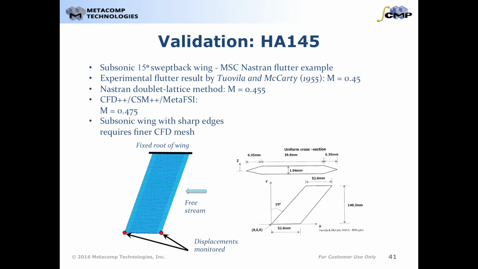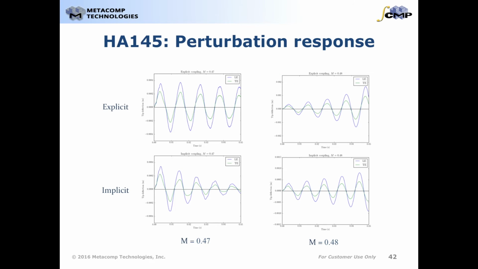This is a slightly higher result and can be improved by using a finer CFD mesh near the sharp edges of the wing. The plots here show the perturbation response of the wing at Mach 0.47 on the left and Mach 0.48 on the right. Slight differences are also noticeable between using an explicit and an implicit coupling strategy.